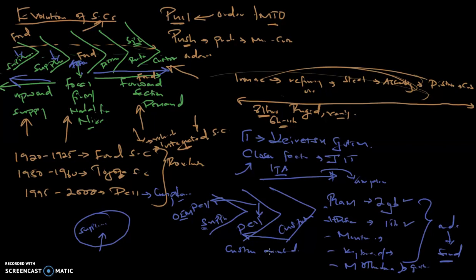So if we were to look at supply chains, these are the key changes that we have seen. We have seen an integrated system, a disintegrated system, and a customizable system. These are the key changes.